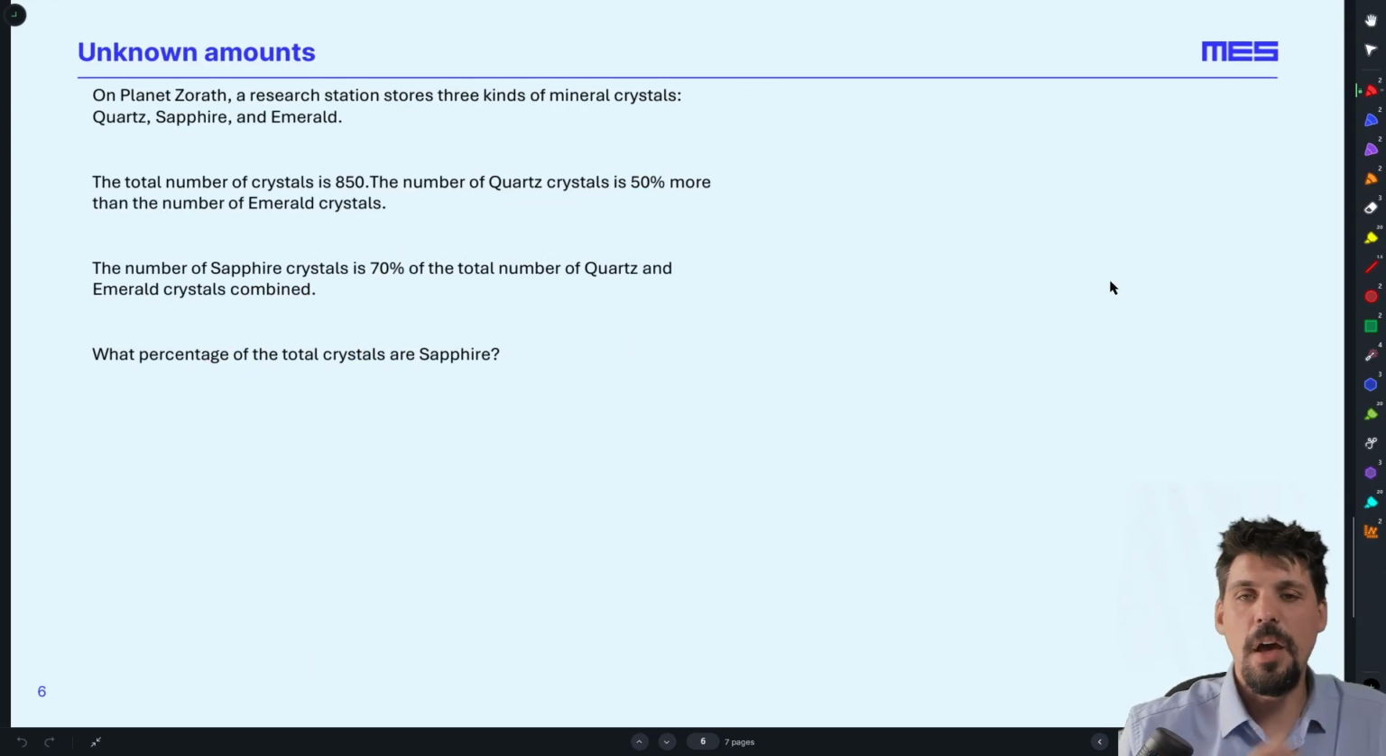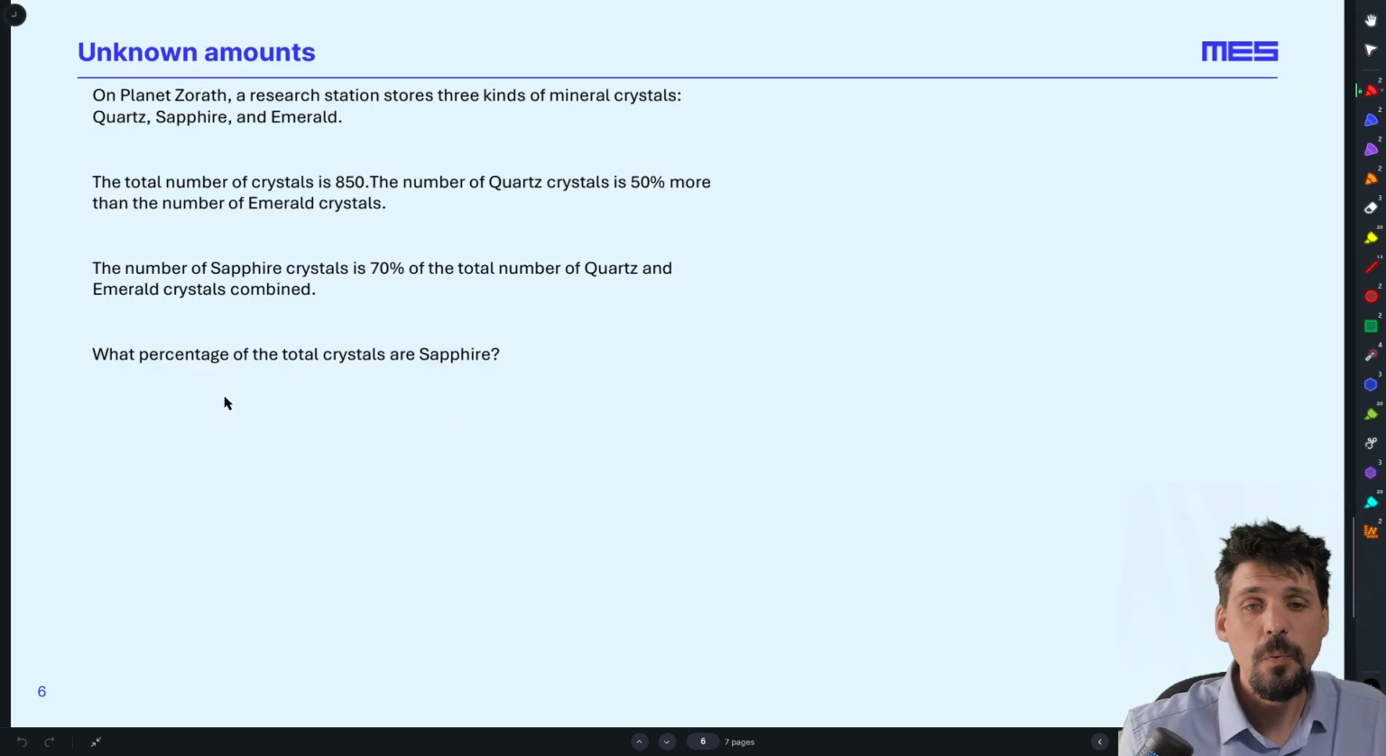We can also play around with unknown amounts. So, planet Zorath, there are 3 kinds of mineral crystals: quartz, sapphire, and emerald. We know we have a total of 850 crystals. Now, the number of quartz crystals is 50% more than the number of emerald. Number of sapphire is 70% of the total number of quartz and emerald combined. What percentage of the total crystals are sapphire?